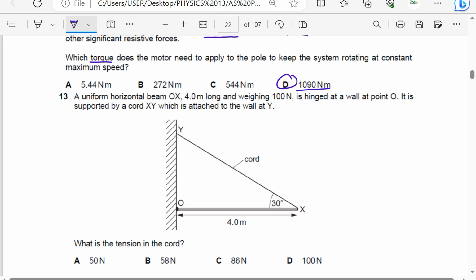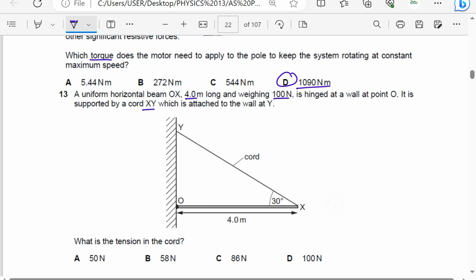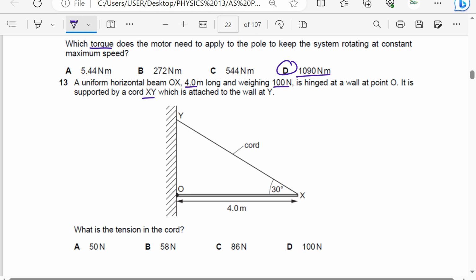A uniform horizontal beam OX, 4 meters long, weighing 100 newtons, is hinged at a wall at point O. It is supported by a cord XY which is attached to the wall at Y. What is the tension in the cord? So tension, of course, will point that direction.